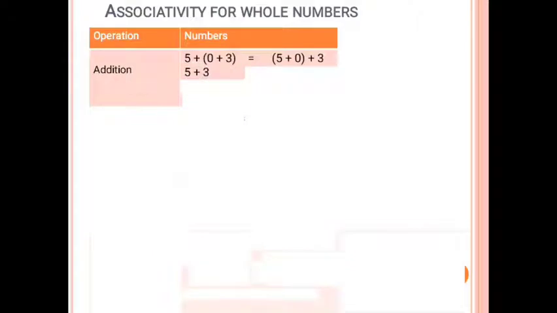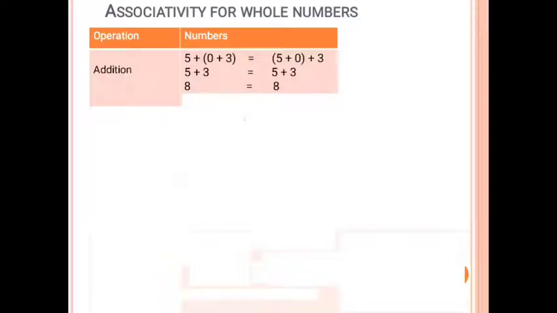Let's solve. We will have 5 plus 3, which equals 8. Whereas 5 plus 0 is 5, plus 3, which again equals 8. Yes, no matter which two numbers you add first, the answer does not change.